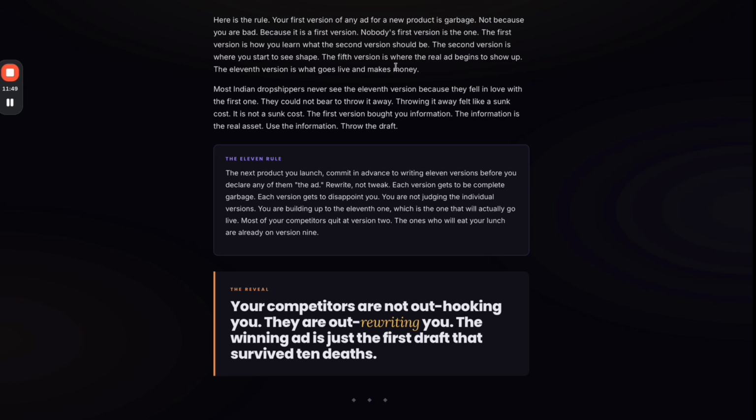Okay. So next product you launch, commit in advance to writing at least 3 to 4 versions before you declare any of them. The ad rewrite, not tweak. Each version gets to be complete garbage. Each version gets to disappoint you. You're not judging the individual version. You're building up the final one, okay, which is the one that will actually go live.